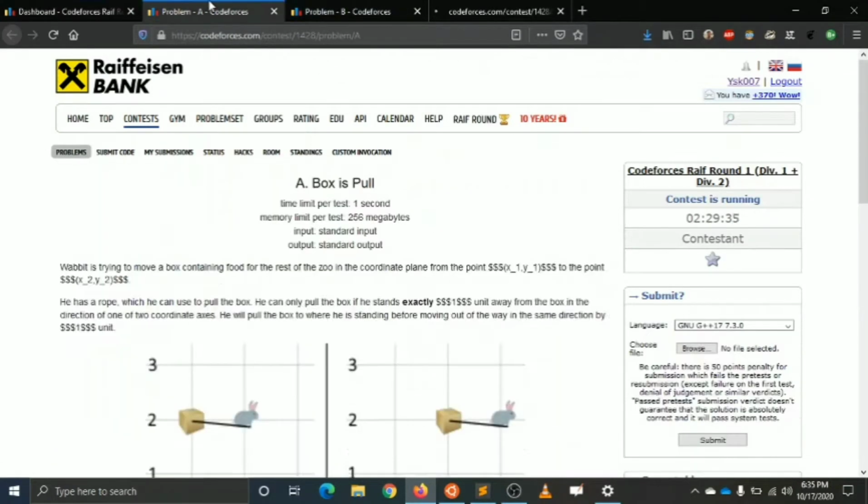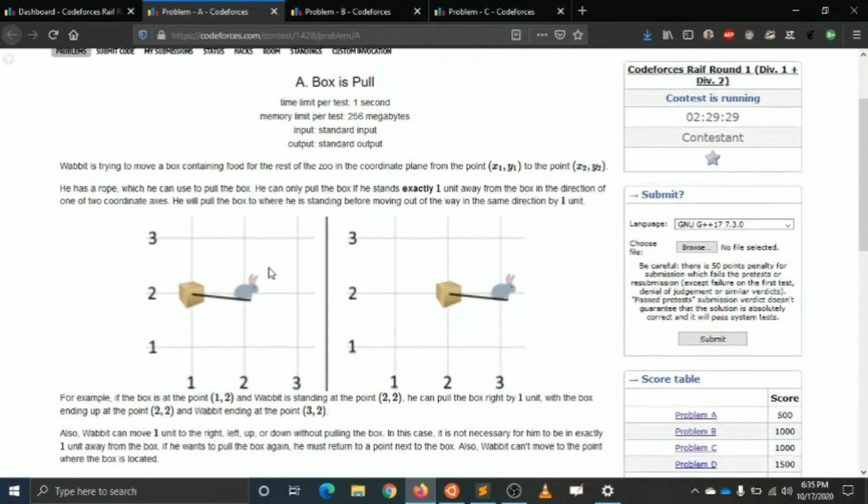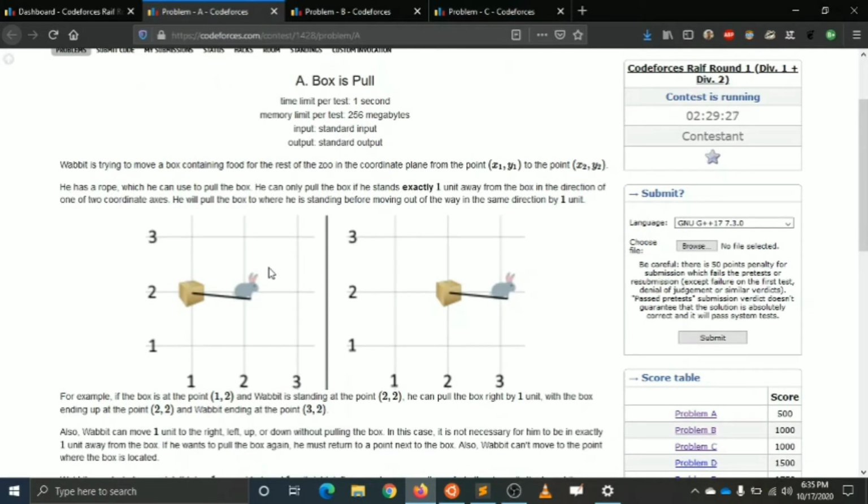Hey guys, this is question A, Box is full. What in this question is, suppose you have a box and there is one mice. What you can do in this question is that you can pull this mice from the back position one step forward. But what you have to pay is 1 unit. You have to pay 1 unit for moving 1 unit distance.